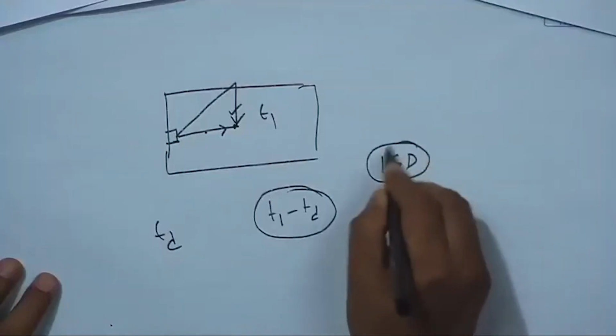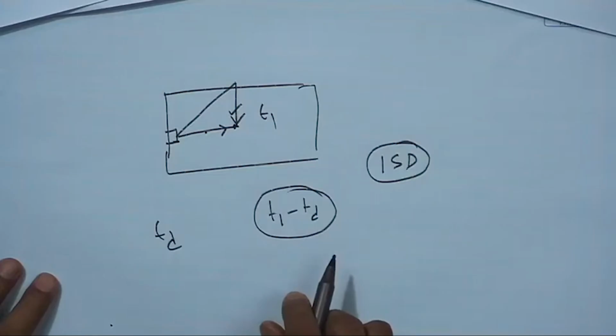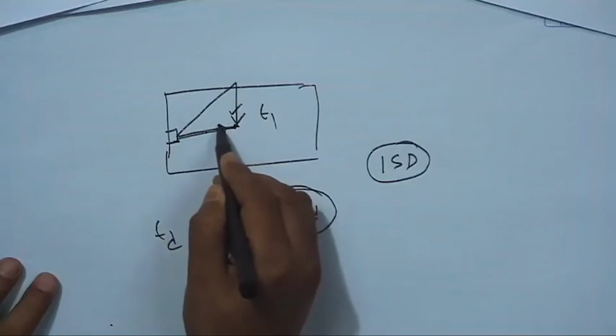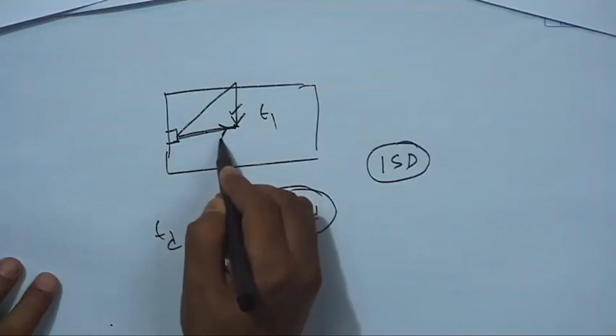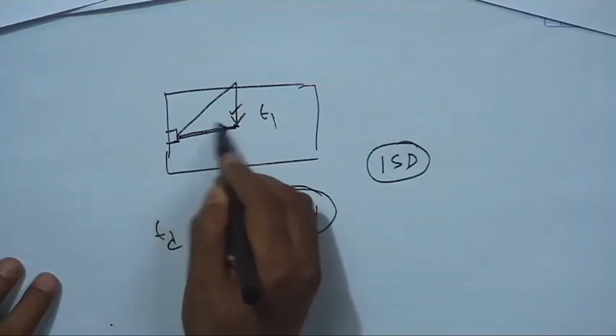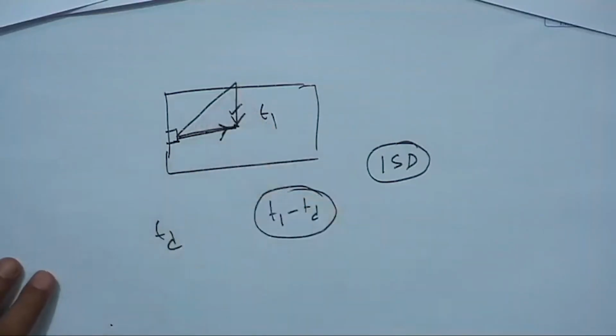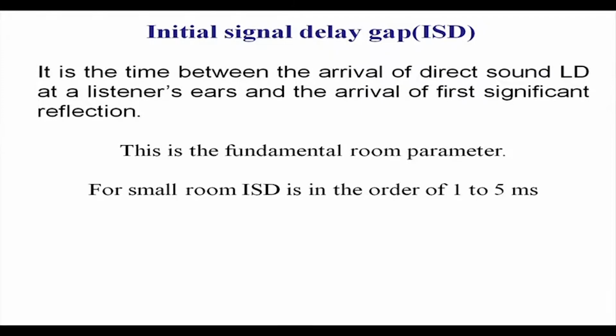So, this is called ISD, initial signal delay gap. At any point I can say the difference between the time of reaching of the direct sound and the first reflection is called the initial signal delay gap. This is a fundamental room parameter, ISD is used. So, for a small room, for a recording studio, the initial delay should be 1 to 5 milliseconds.